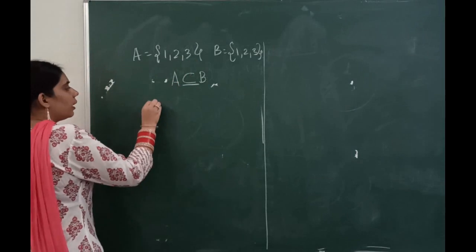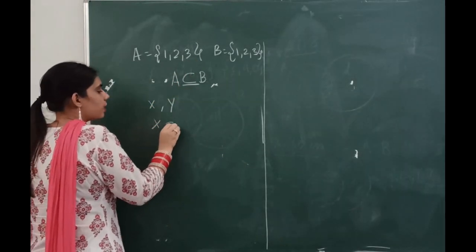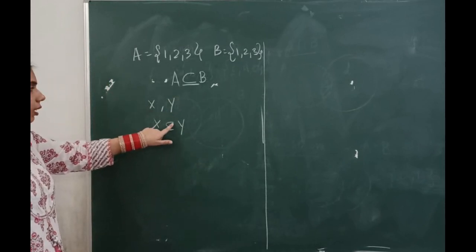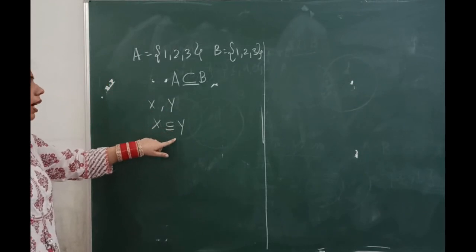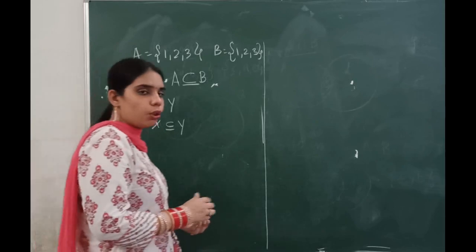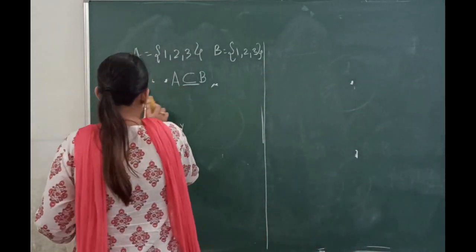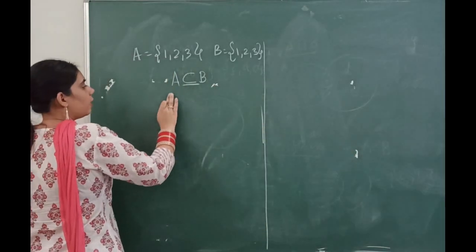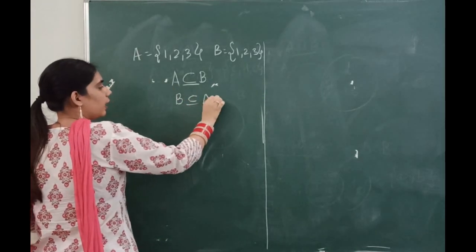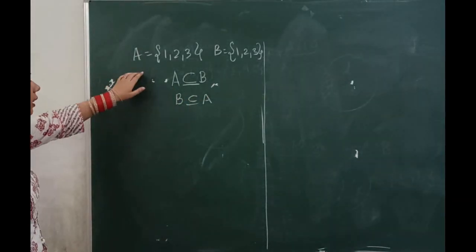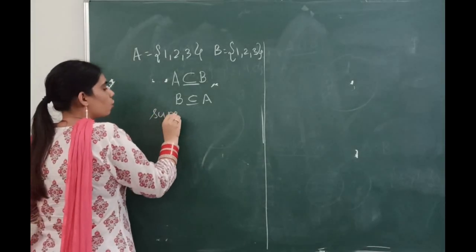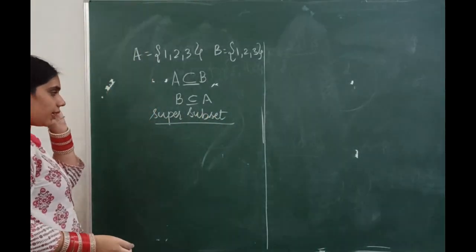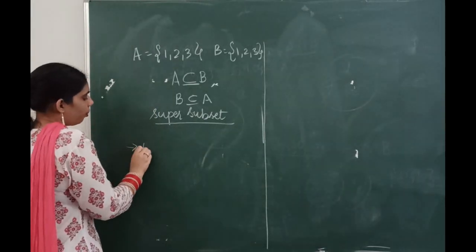If I randomly write that there are two sets X and Y, and X is a subset of Y, and I have written an equal sign underneath this subset sign, that means X and Y can also be equal if I don't know the elements that are contained in X and Y. Or I can also write it as B is contained in A. It's one and the same thing, and they are also known as superset. Next we will do proper subset.